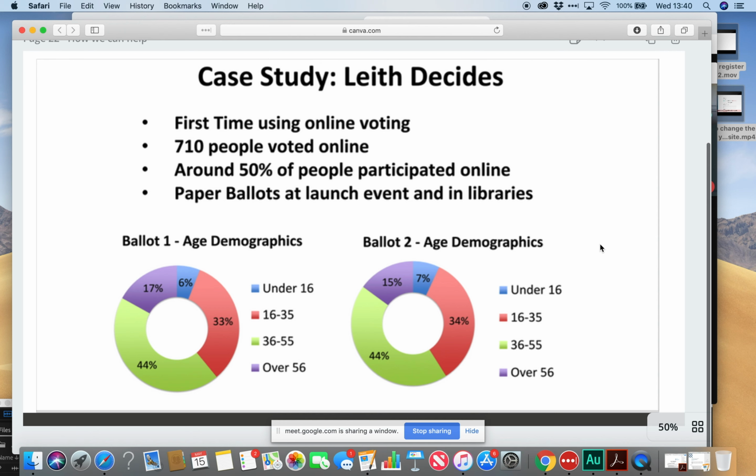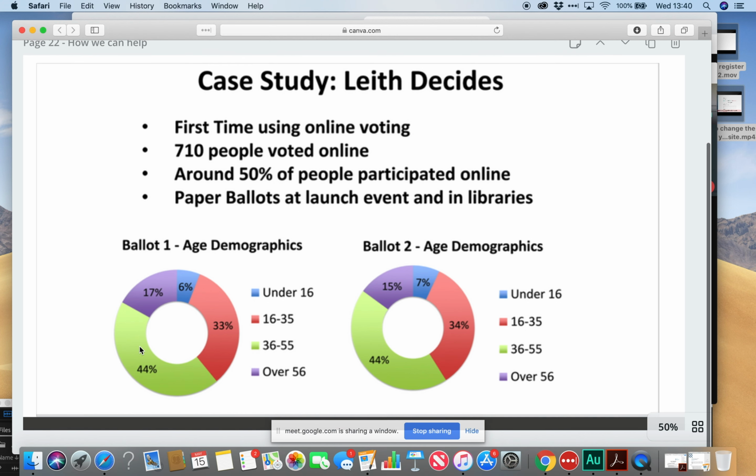So this was their first time using online voting. 710 people voted online. Around 50% of people participated online. But there were also paper ballots at the launch event and also in libraries. So if you couldn't vote online, you could go to your local library to vote.